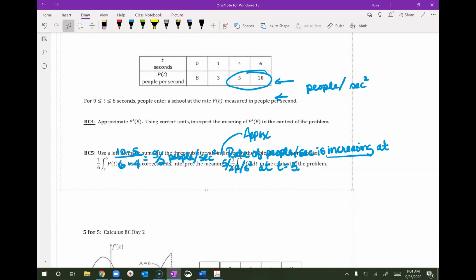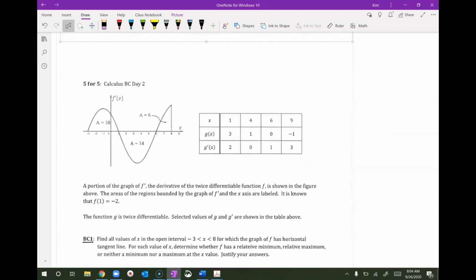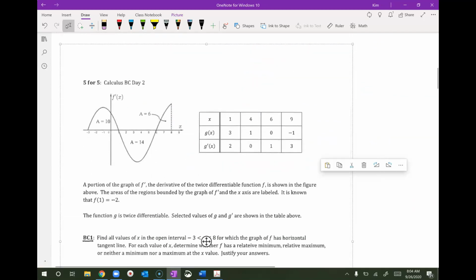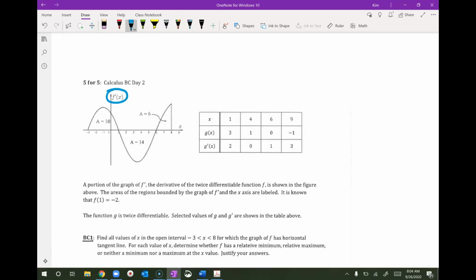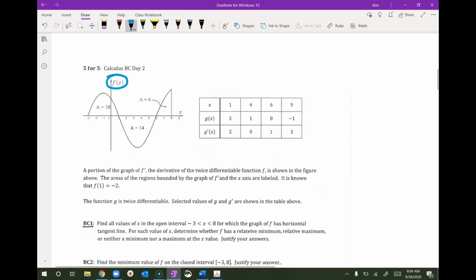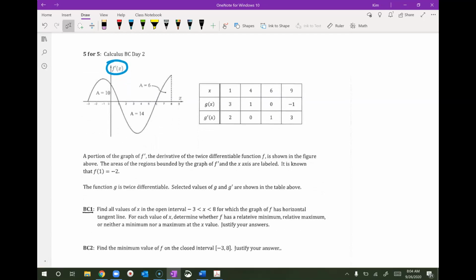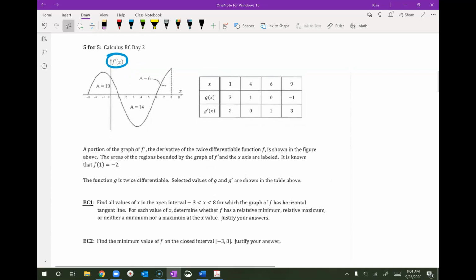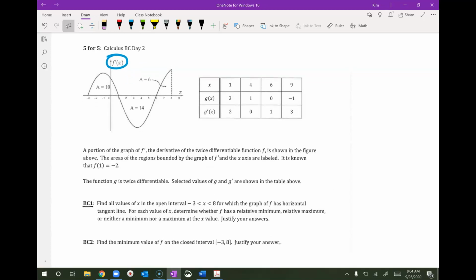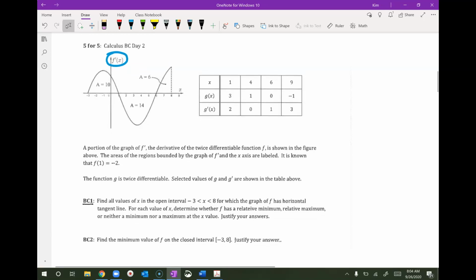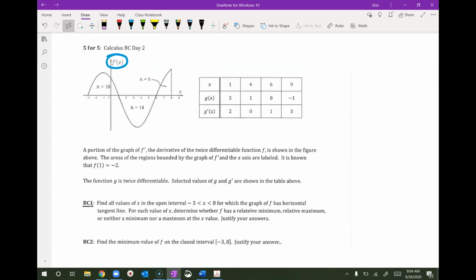All right. Page 2. Let's see where we are now. All right, let's pay attention to what this is. Very important. This is f prime, not f. So in BC1, it wants to know where f has a horizontal tangent line, and for each value of x, determine whether f has a relative minimum, relative maximum, or neither at that x value, and we're going to justify our answers. So we are looking for f prime being 0, and that's at x equals 6 and x equals 1.